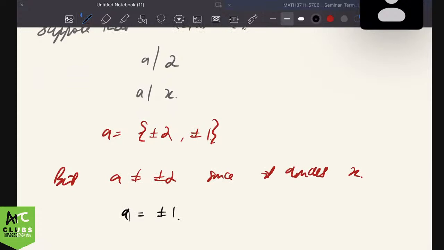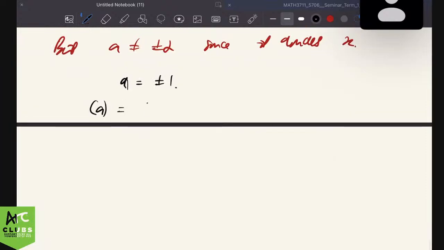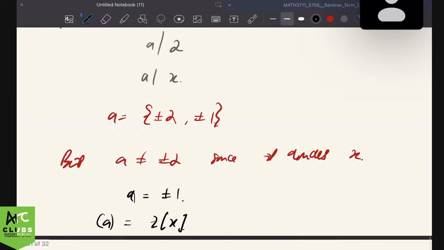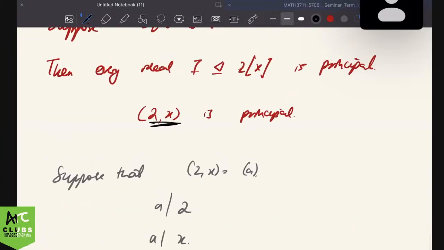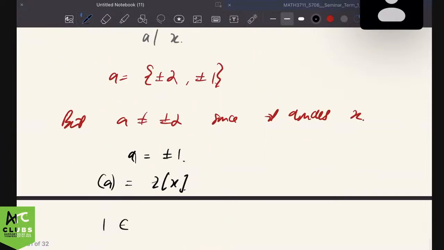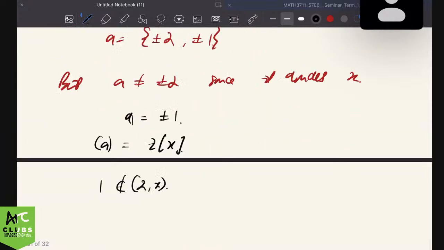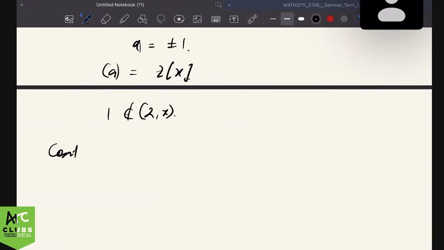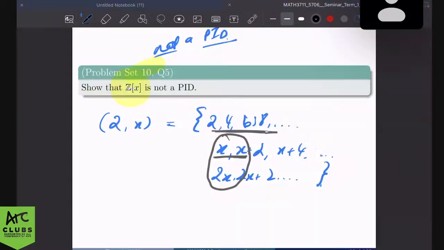But then what does that imply, right? That implies that the ideal generated by I is equal to the entire ring. And that's a contradiction because in this ideal, for example, 1 is not in the ideal. 1 is not in 2x. And that means that's a contradiction. So not a PID. Okay.